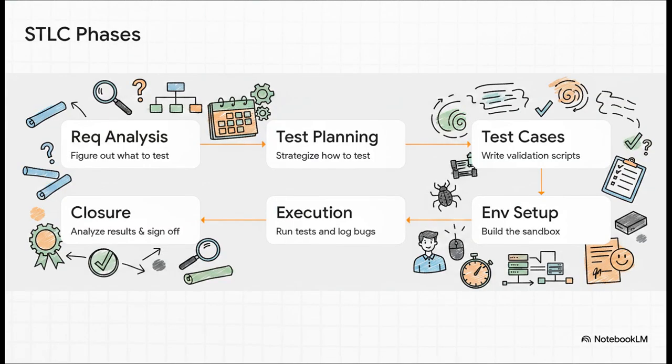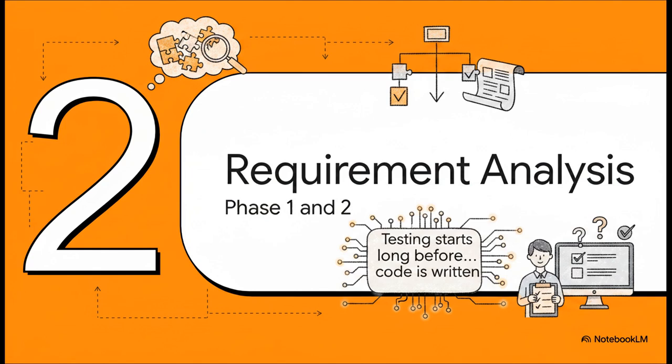And this playbook operates in 6 core chronological phases. You start with requirement analysis, move into test planning, then test case development, followed by environment setup, test execution, and finally, test closure. Every single project you touch during your internship is going to flow through these exact steps. Let's break them down. Moving right along to Section 2, requirement analysis and planning.